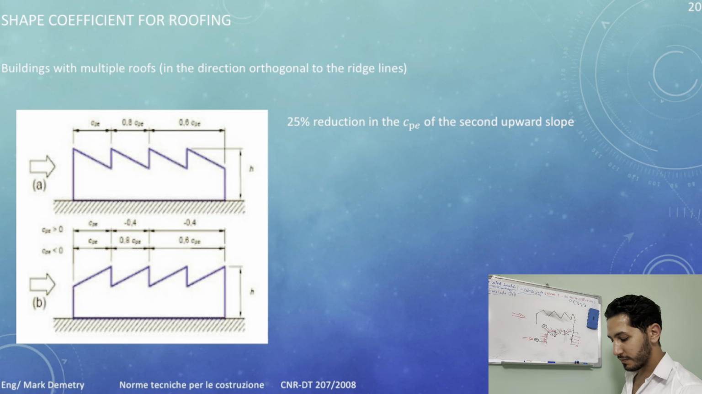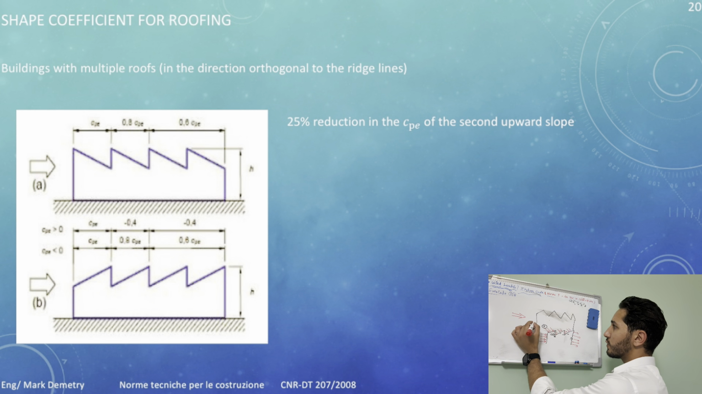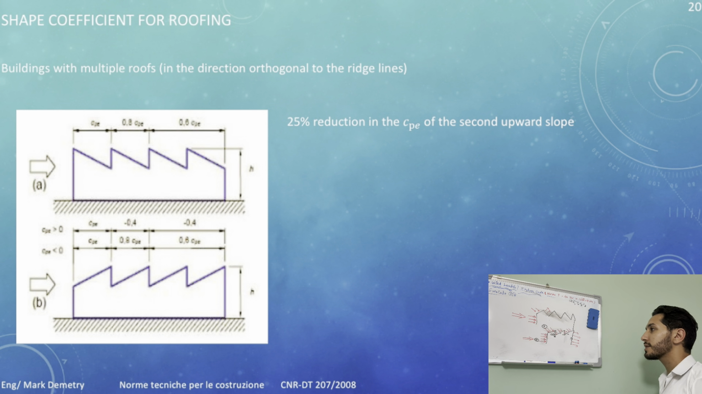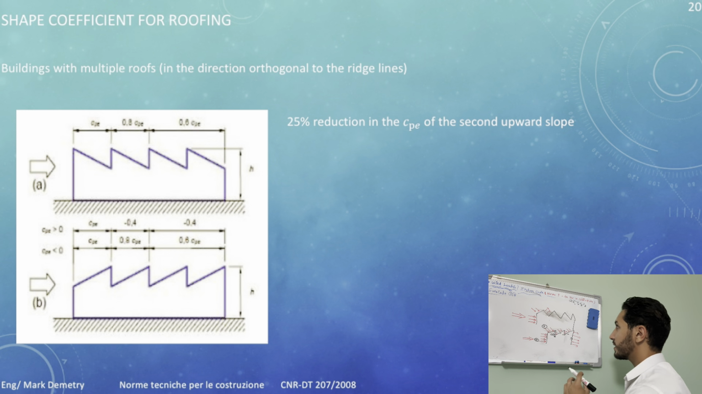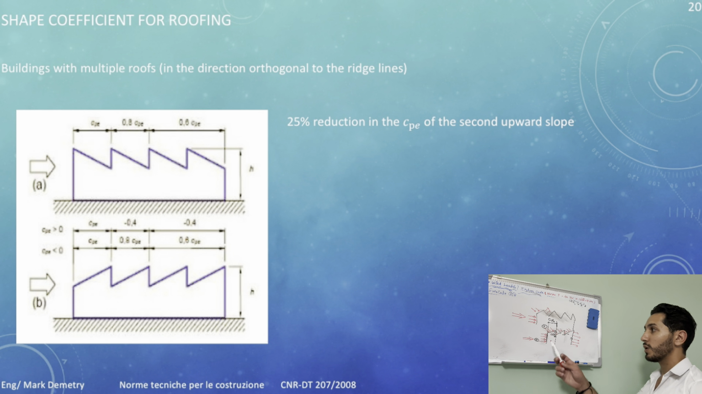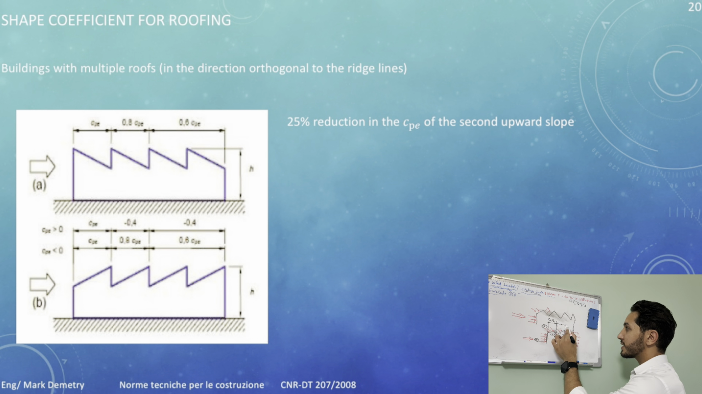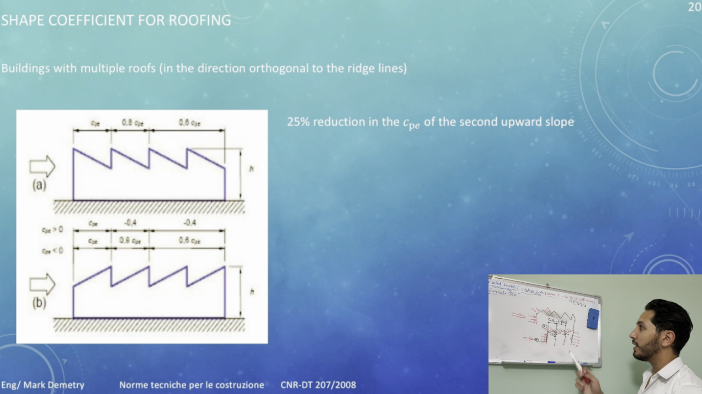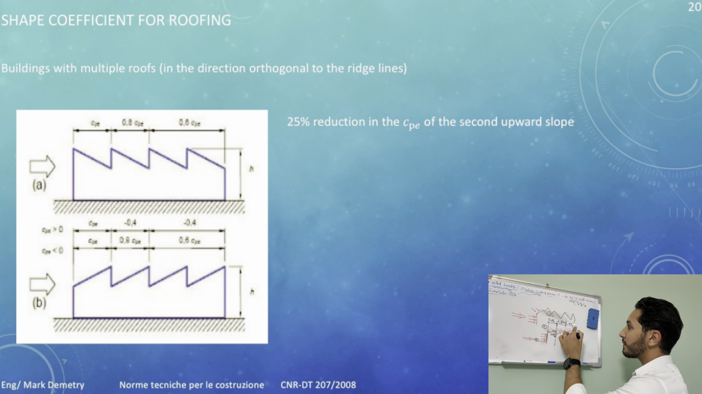What's gonna happen in here? Same to what happened to the monopitch roof. Wind is acting this way and this way. And this is what's gonna happen. But the code says something so interesting and important. Take care, because after the first span, if this is CBE, because we are speaking about CBE in here, this CBE will be reduced for the second span by 0.8 CBE, and here will be 0.6 CBE.